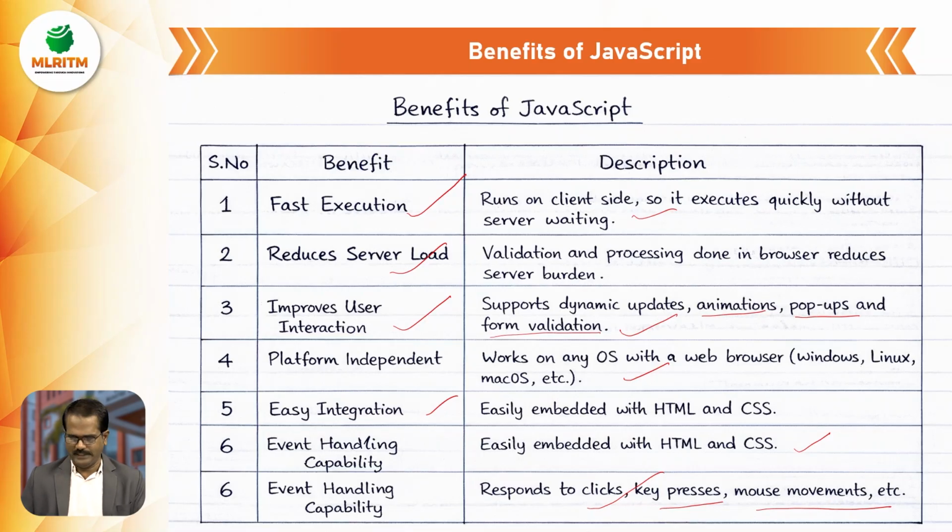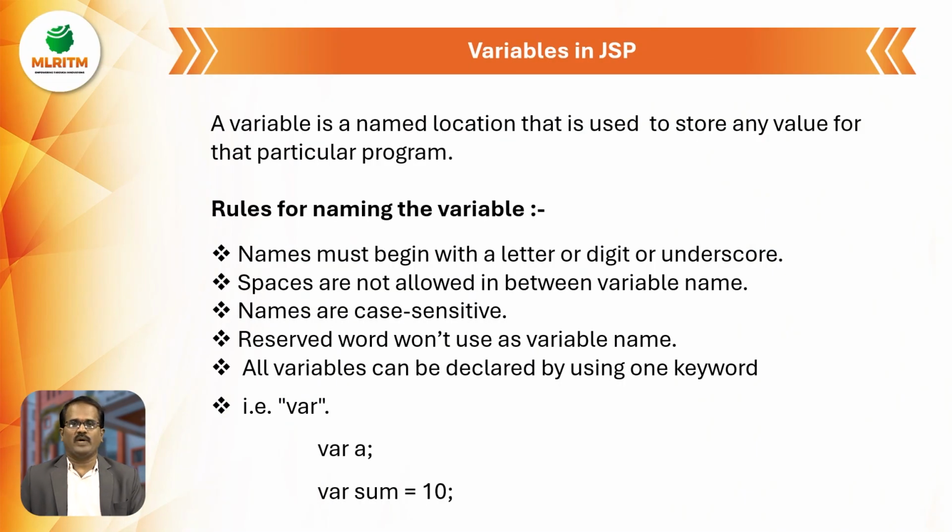Next, we will go through the next topic. What are the different types of variables available in JavaScript? We know what is meant by a variable. A variable is a named memory location that is used to store any value for that particular program. We declare the variable as a name of the memory location.